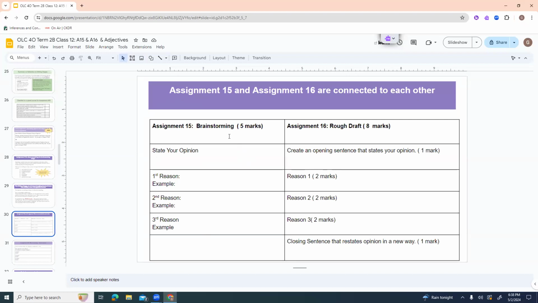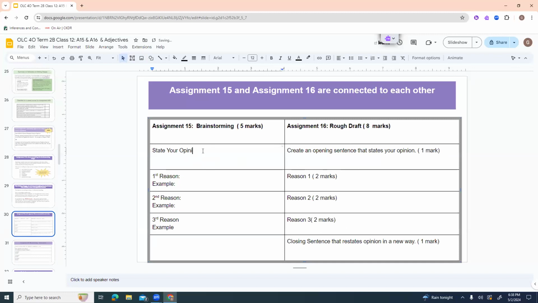Okay, so I'm going to show you assignment 15, but also assignment 16 because they are connected to each other. Assignment 15 is us just kind of getting our thoughts and our ideas down so that we're able to do assignment 16 really well. So assignment 15 is worth 5 marks. First, I think I changed that a little bit. Okay. So first, state which topic you're writing on, okay? Which topic? Because there's 2 topics.